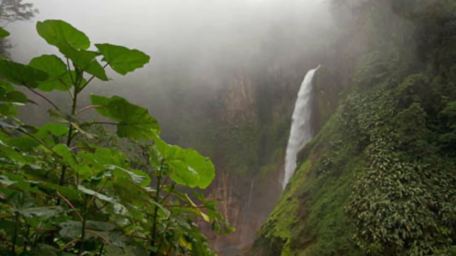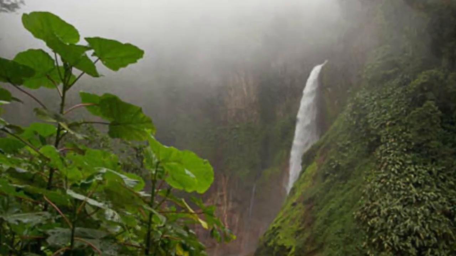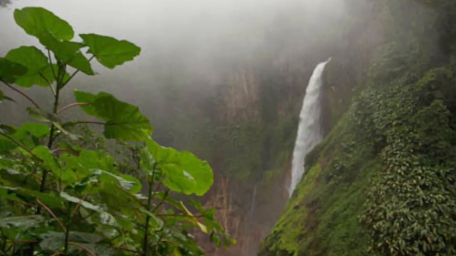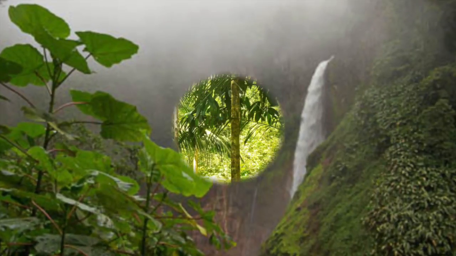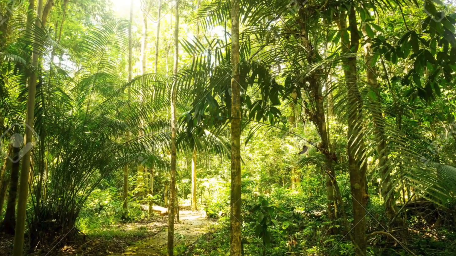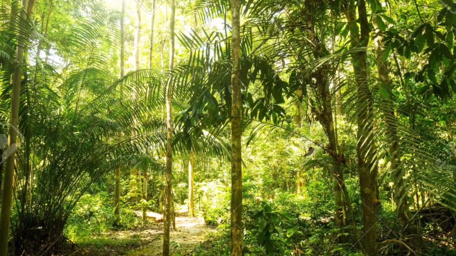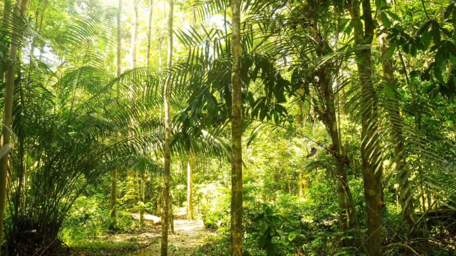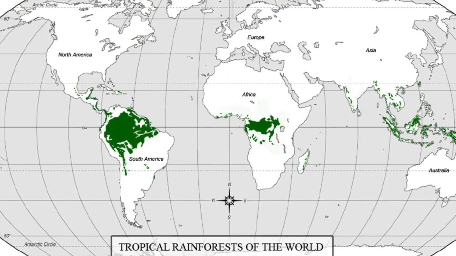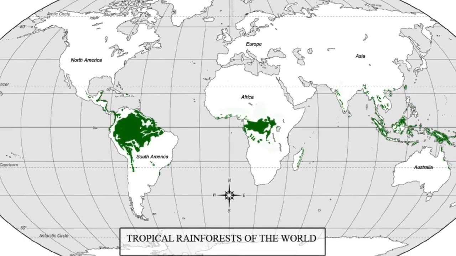The average temperature of a tropical rainforest is about 80 degrees Fahrenheit all year round, with an exception of cool nights. The temperature of the rainforest has never dropped below 64 degrees Fahrenheit. The following diagram is the worldwide latitude distribution of rainforests of the world.